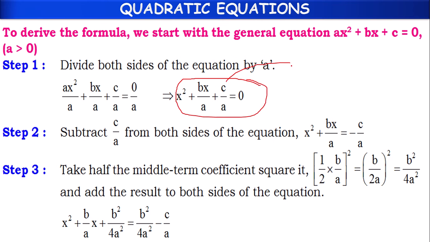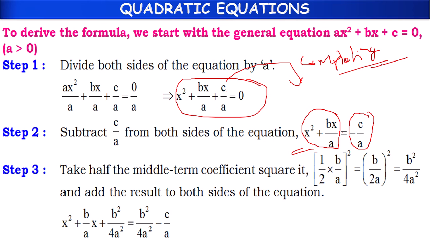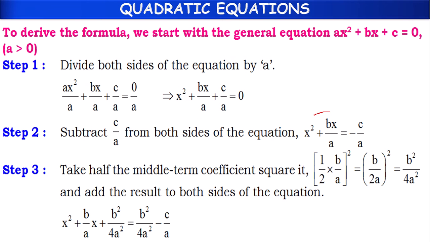Let's take this c by a to that side. If c by a is taken to the right hand side, it will become minus c by a. So x square plus bx by a equals minus c by a. Now let's apply the completing the square method. It means the left hand side and right hand side terms are to be written in terms of squares, by the completing the square method. Try to write them in that form.